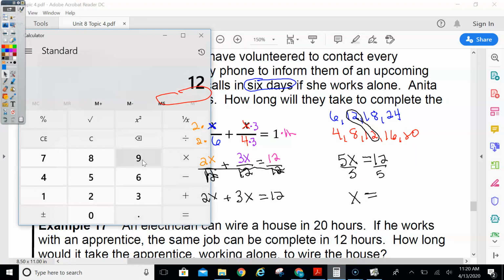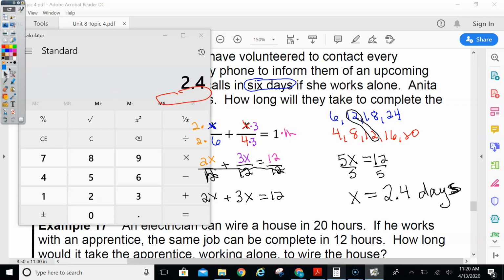So 12 divided by 5 is 2.4. So this one we don't have to round this time. We can just leave it as 2.4. And this is days for this one. So again, I already have the units. All you got to do is find the number and round.